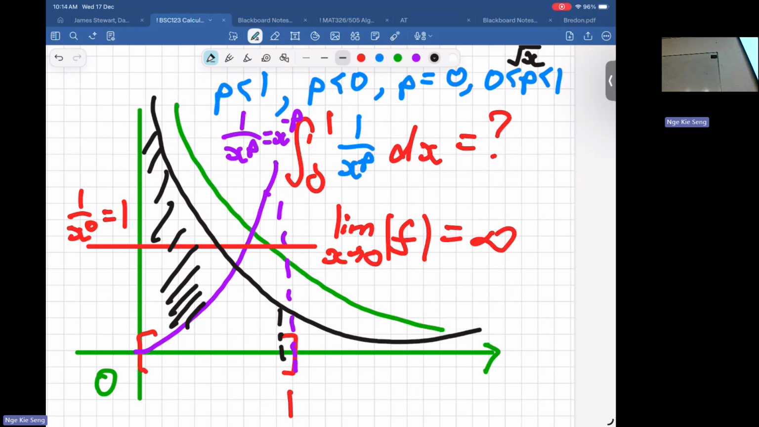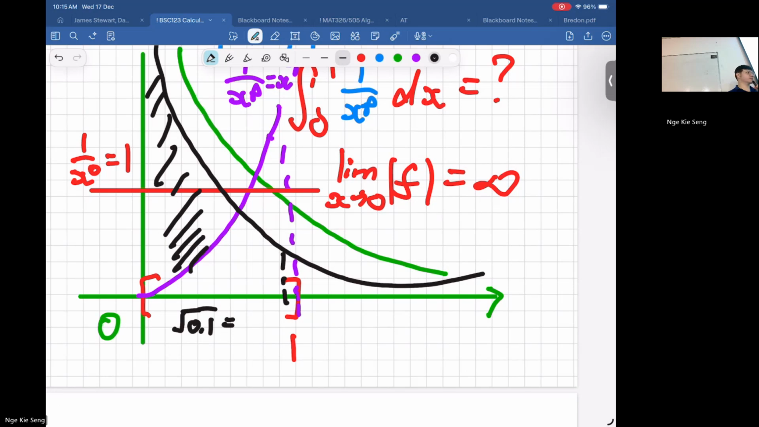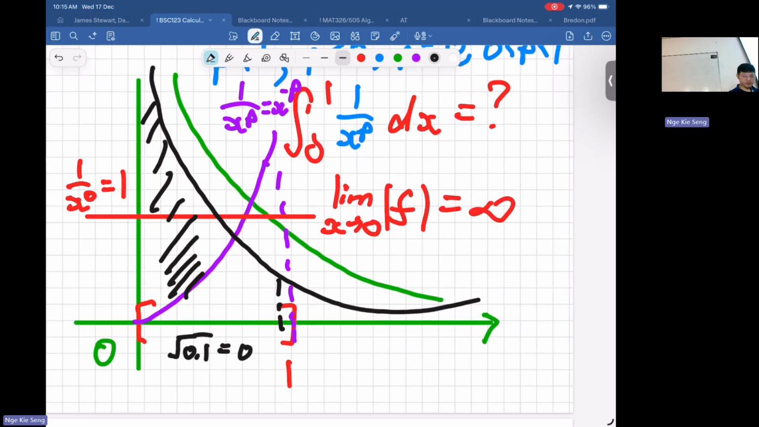Because you can imagine that when p is between 0 and 1, let's say, for example, look at our square root x case. So if we take the square root of 0.1, what do you get? What is the square root of 0.1? Something that squares to 0.1? 0.3, okay, around 0.3. Then you can take 1 over it.